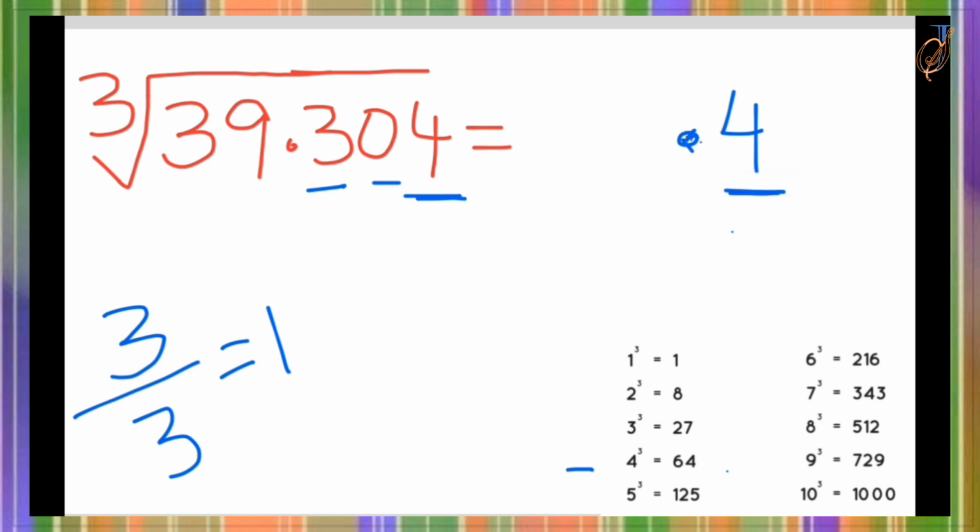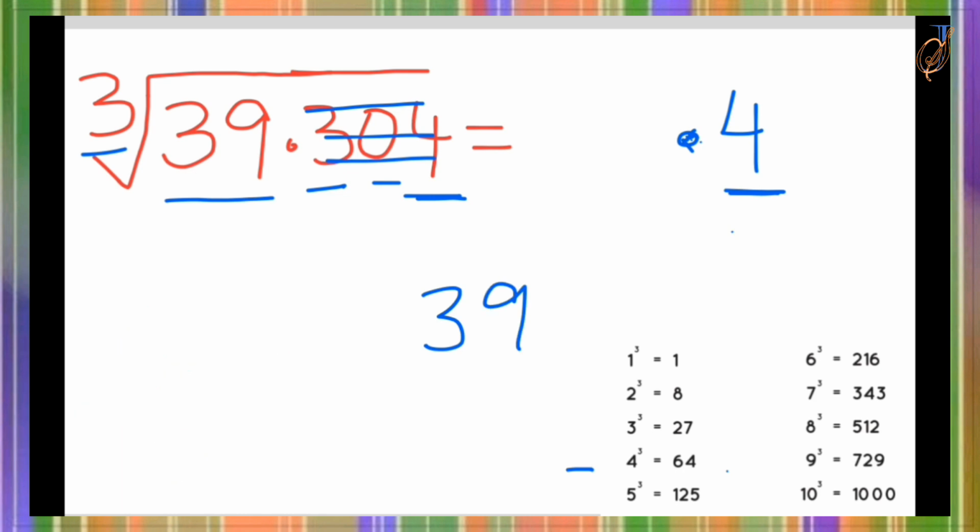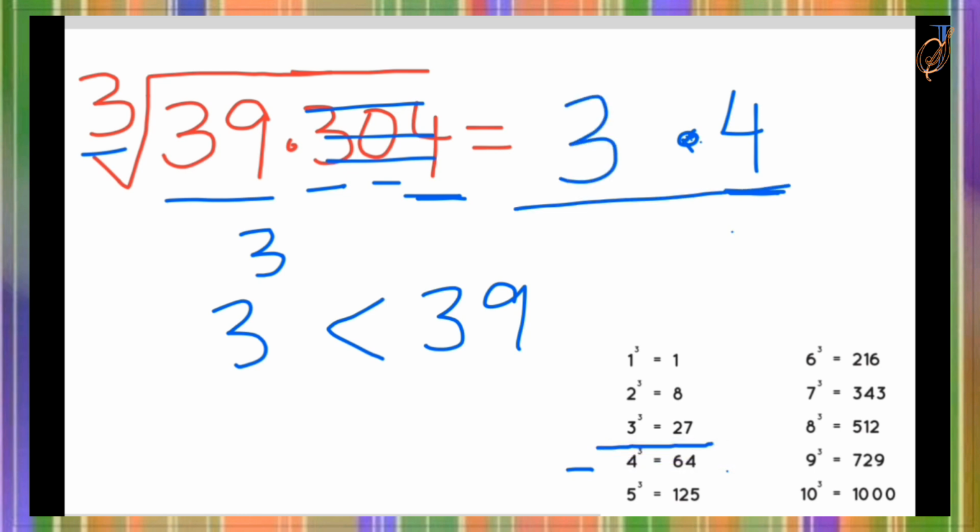Now you have to strike out the last 3 digits because of the cube. Now you are left with the number 39. Find the closest cube number which is less than 39. Less than 39 is 27, which is 3 cube. So your tens digit would be 3. Cube root of 39.304. The result is 3.4. Like that, easily you can find the cube root of decimal numbers.